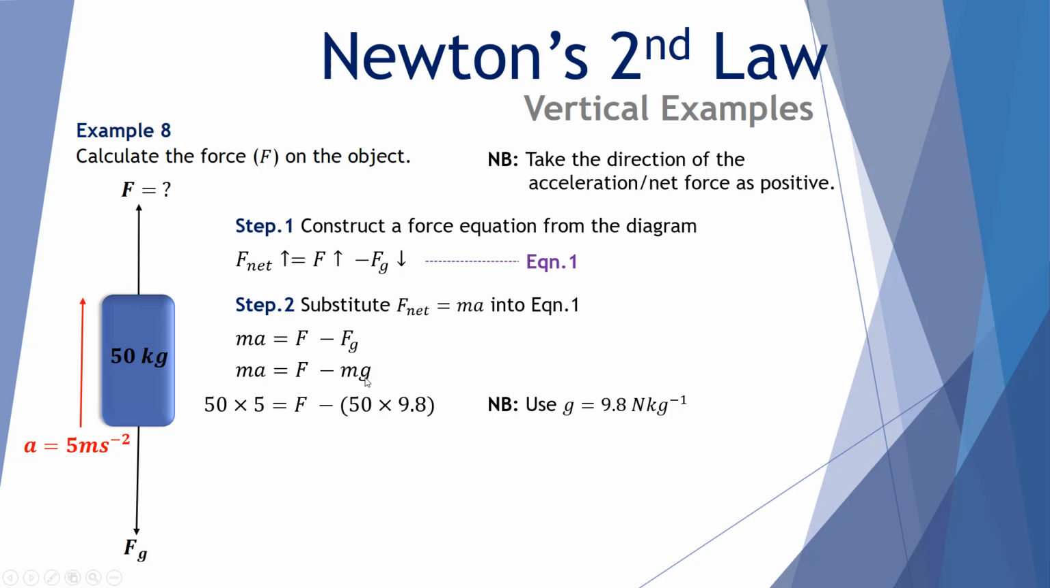The mass was 50, and the gravitational field strength was 9.8 newtons per kilogram. That can be further simplified, so 50 by 5 is 250, and 50 times 9.8 is 490. So to find F, we simply add the 490 to the left-hand side, and we have F equals 250 plus 490, which equals 740 newtons upwards.